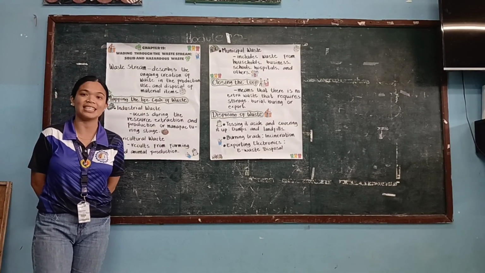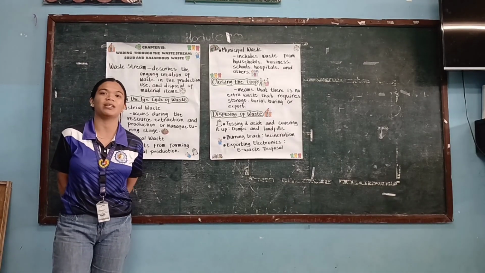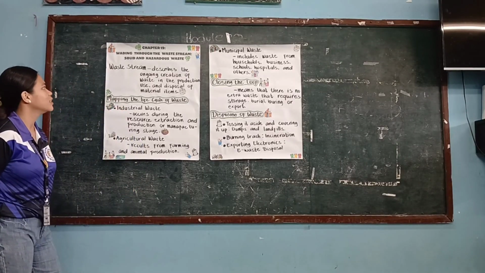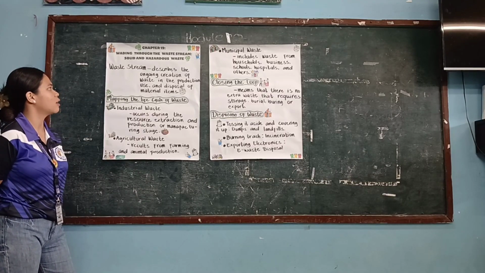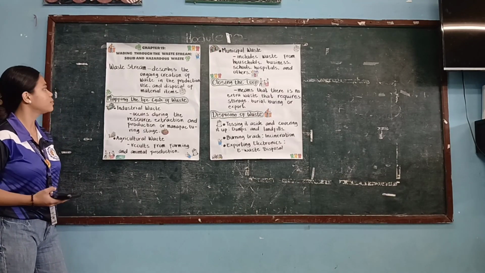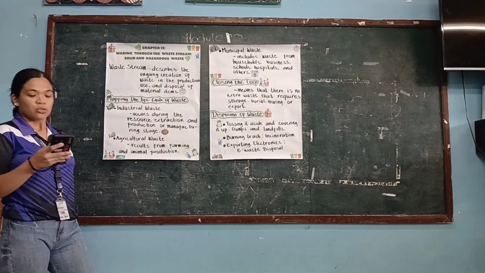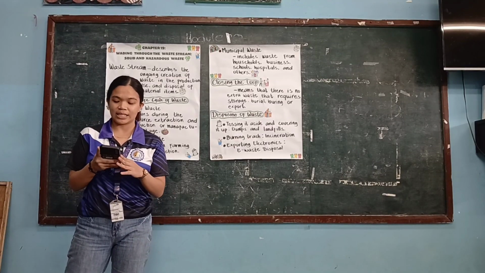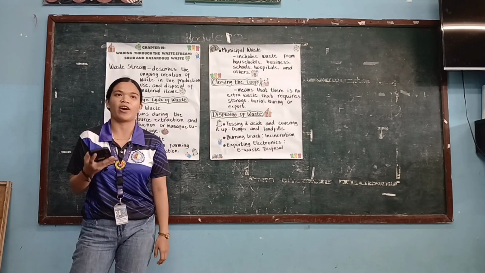So first is waste stream. So what is waste stream? Can you please all read? Waste stream describes the ongoing creation of waste and the production, use, and disposal of material items. So the path that waste takes from the moment we throw it away until it reaches its final place.